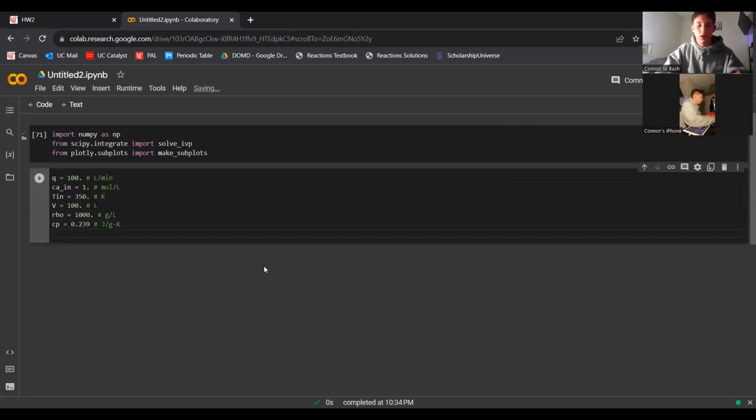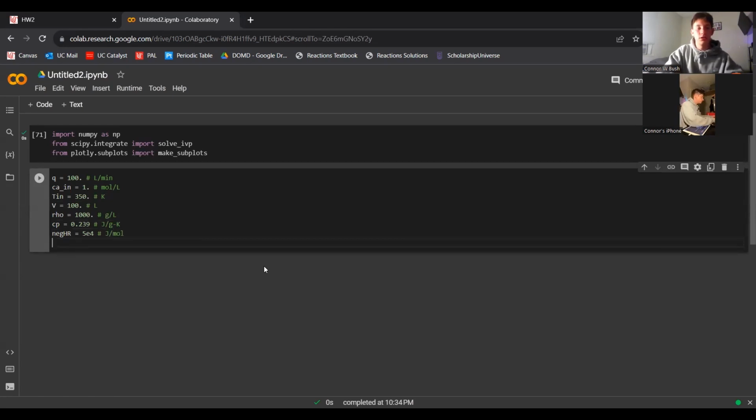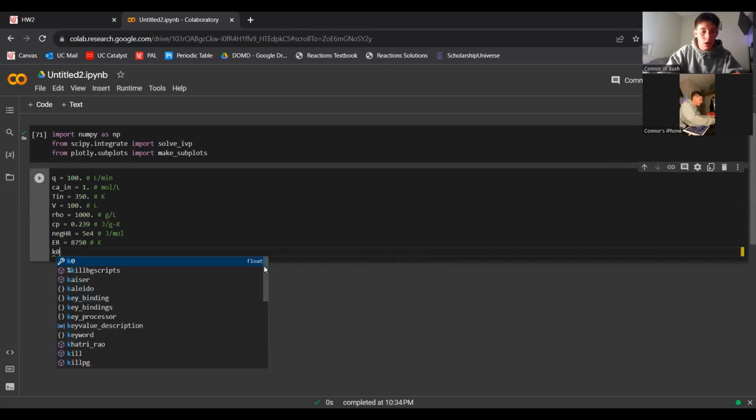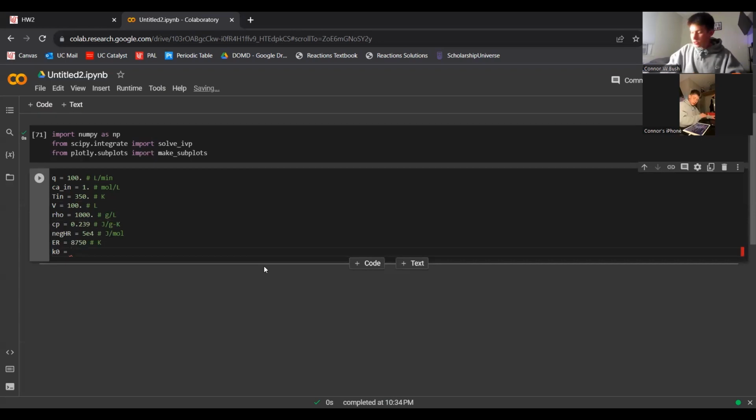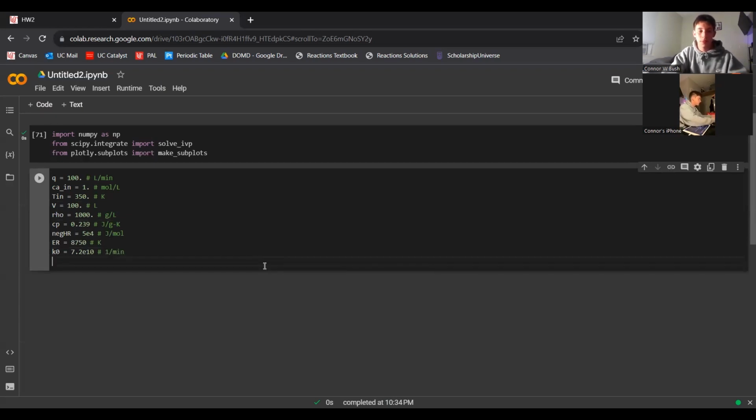Next, we have the negative heat of reaction is 5 e to the fourth, in units of joules per mole. Next is the coefficient E over R. We're just going to call that ER. That is 8,750, unit of that is Kelvin. And then our P naught in the Arrhenius equation is 7.2 e to the 10th. And the units for that is the same as the unit for rate constant, 1 over time, in this case minutes.